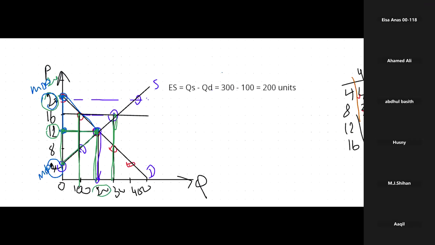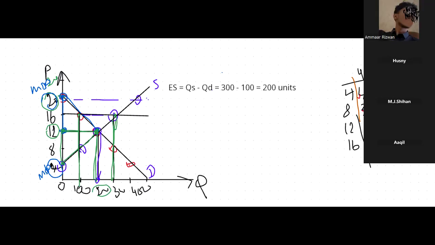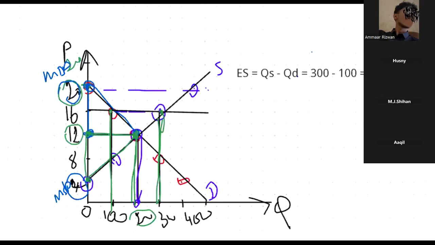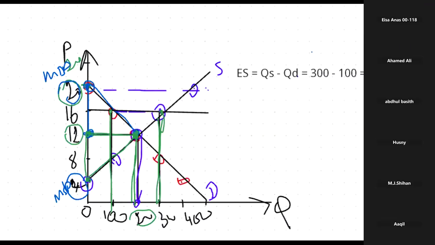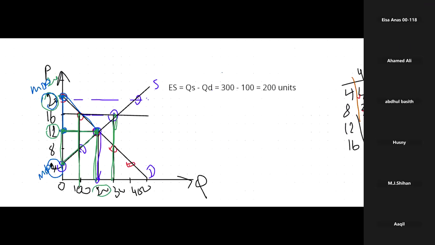Right. But is it practical? When a price is set above the equilibrium, there is a surplus coming. There is excess supply coming. Now tell me, if the excess supply is there, what will happen to the price? Will the price decrease or increase? Decrease.